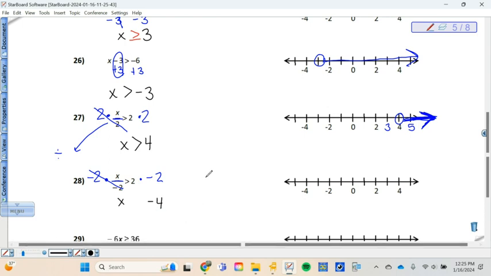Okay. Did I multiply or divide by a negative number? So what do I need to do? Flip the inequality. So instead of greater than, it becomes less than. Okay, that's where it gets a little funky and a little tricky. You got to be careful, okay, with those negatives. So now I have x is less than -4. Where do I start my graph? -4, open or closed? Left or right? Left.